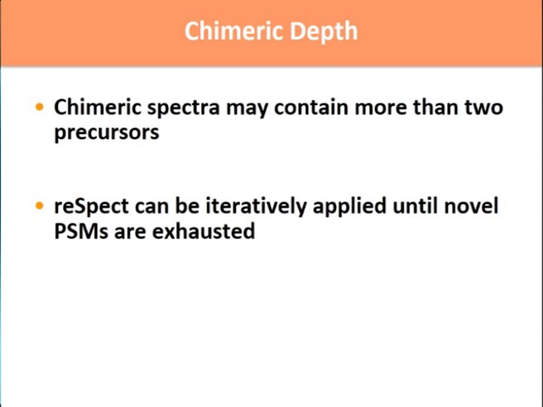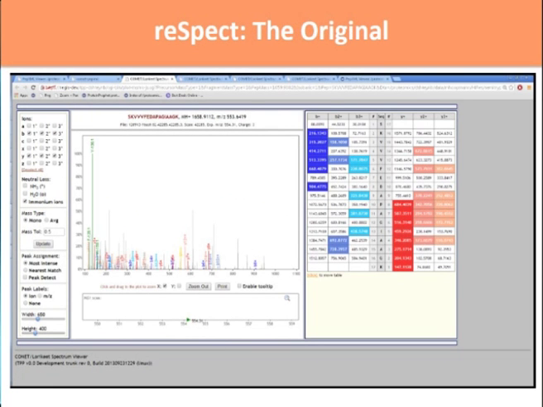And I already touched on this. So the chimeric depth: a chimeric spectrum may contain more than 2 precursors. We're not assuming that there's just 2. There could be 3, 4, who knows? So as I showed before, Respect can be iteratively applied until any new PSMs are no longer found. And this shows you yet another example of this.